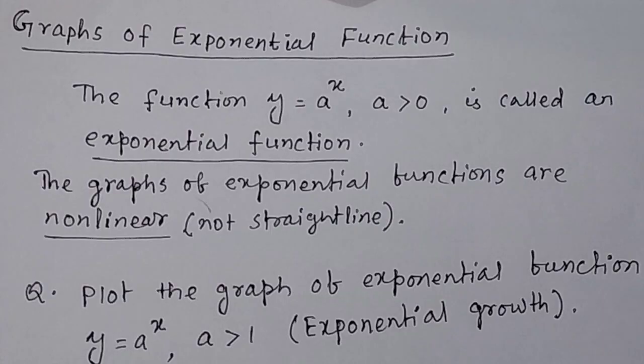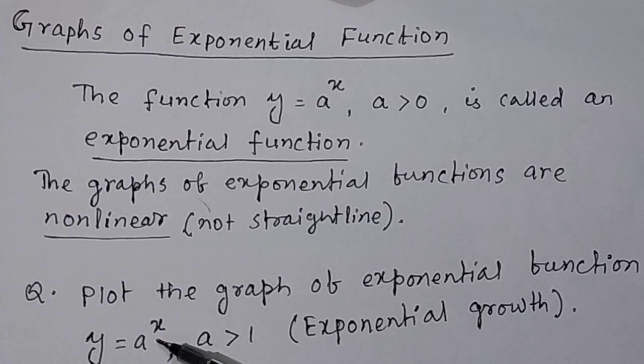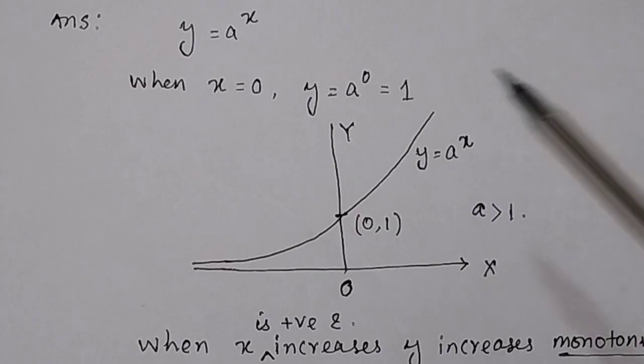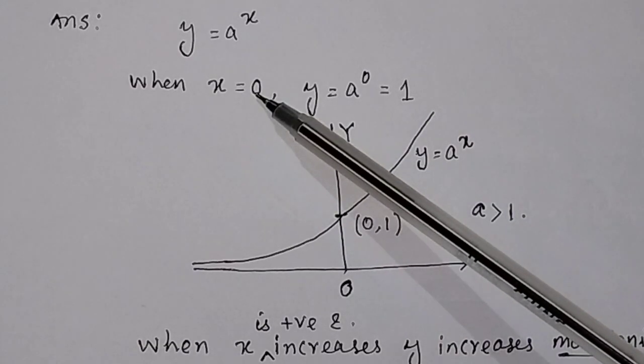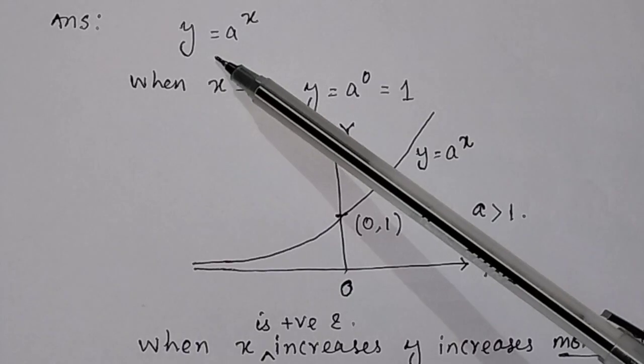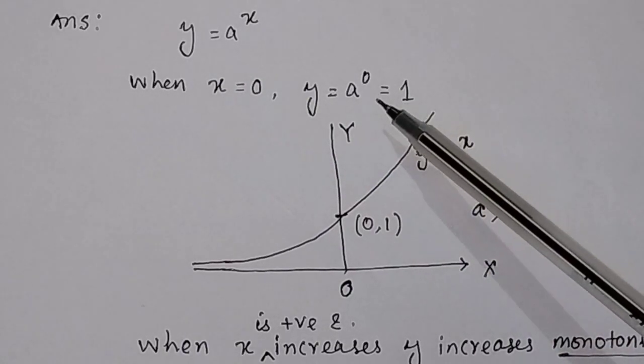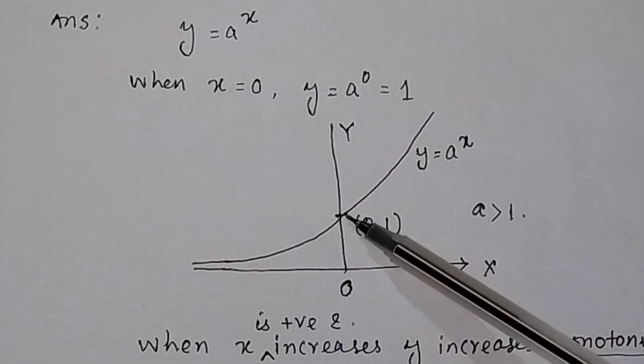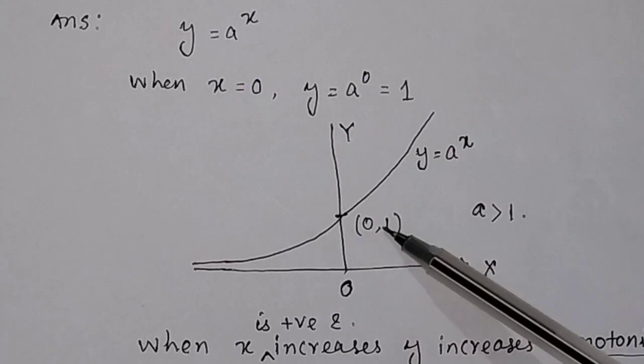So first we will discuss the plot of the graph of exponential function y is equal to a to the power x for a is greater than 1, which is called exponential growth. This is the graph of y is equal to a to the power x, a is greater than 1. How we will plot this graph? You see, when x is equal to 0, then what will be the value of y? y will be equal to a to the power 0, which will be equal to 1. So here you see, when x equal to 0, y is equal to 1. This coordinate is (0, 1).